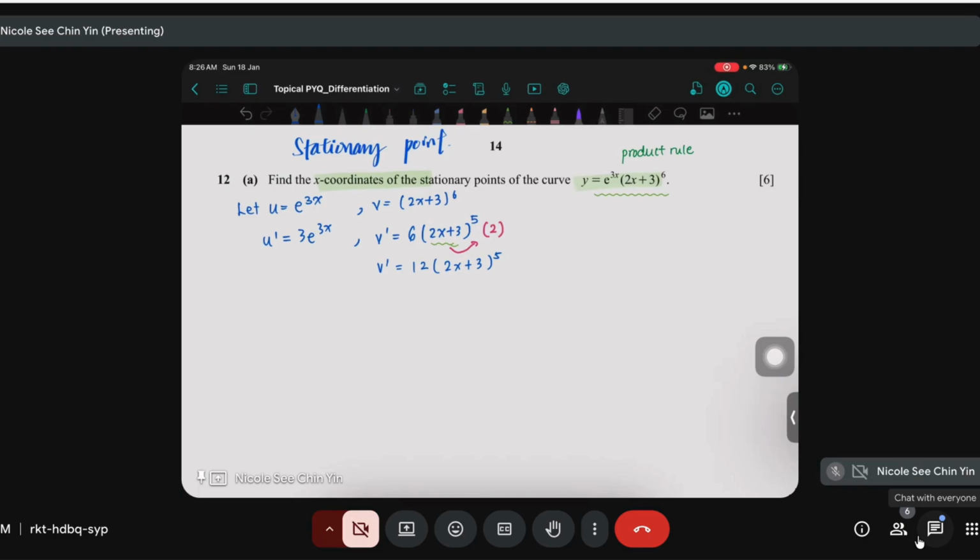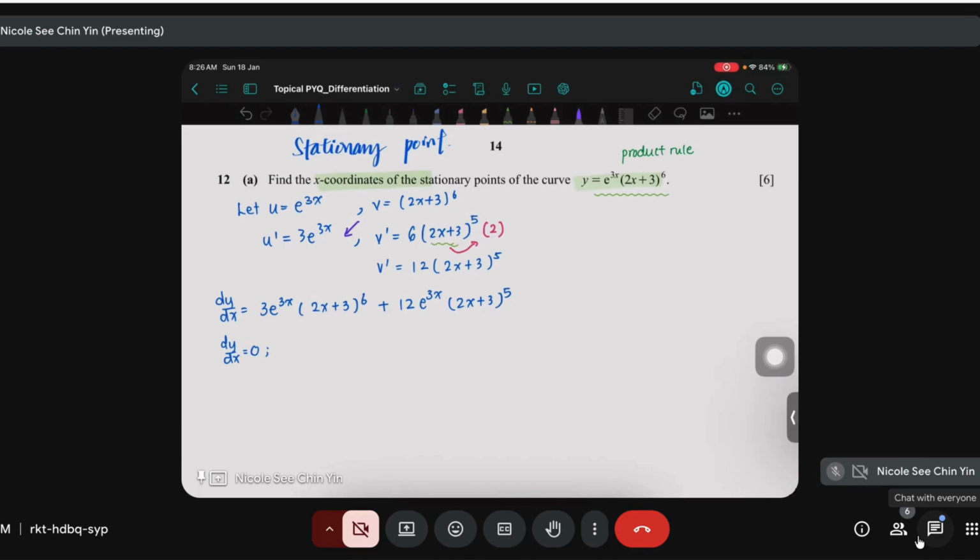Okay, now we start to differentiate. So dy/dx, cross multiply, we get v u prime, which is 3e^(3x) bracket (2x plus 3) to the power of 6, plus 12e^(3x) bracket (2x plus 3) to the power of 5. Okay, I'm going to find my stationary point, right? So basically, please write it down, dy/dx equals 0.